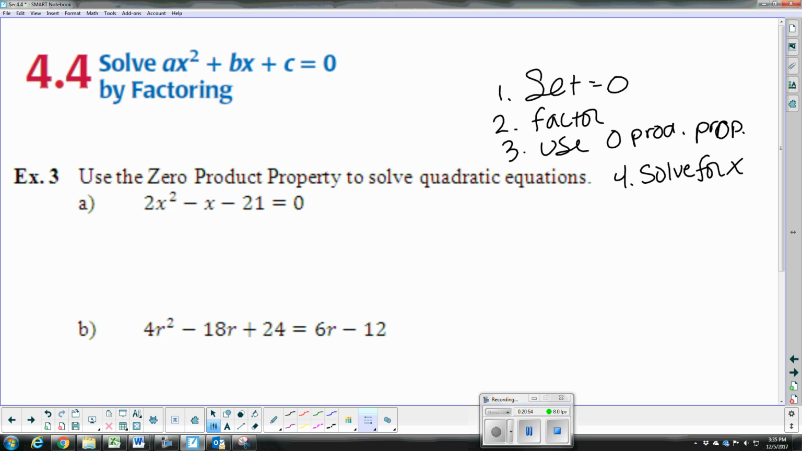Right, so let's look at this zero product property. Right now, our equation is set equal to 0. So we need to factor. We've got 2x squared, and we've got negative 21.